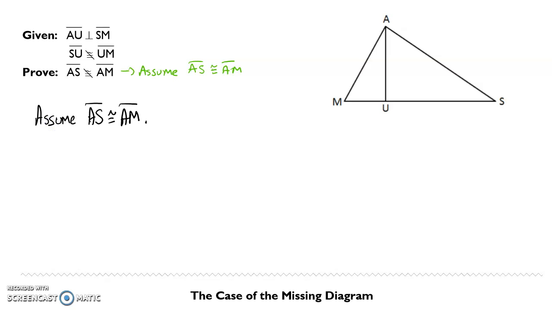So I write my complete first sentence, then I start looking at what I know to be true in my given statements. Well, I know that AU is perpendicular to SM. That's going to tell me that I have right angles. That's going to tell me that my angles are congruent. So I'm going to know that these are congruent. I'm going to know that this is reflexive, and I am assuming that segment AS is congruent to segment AM. Well, that's going to give me hypotenuse leg congruence. So let's try to write that up.